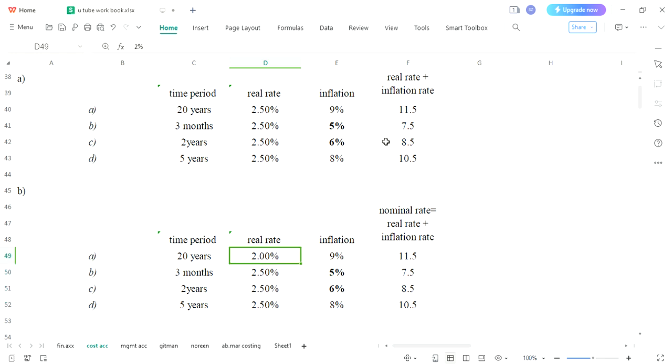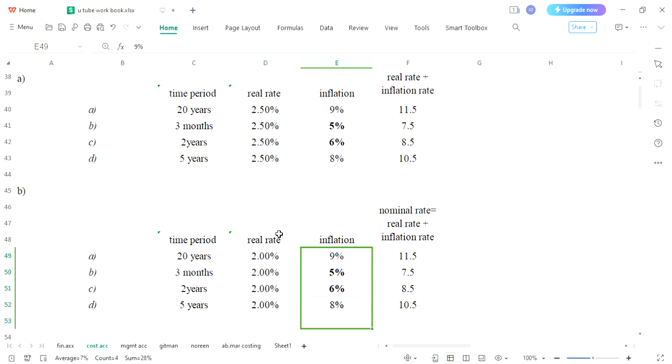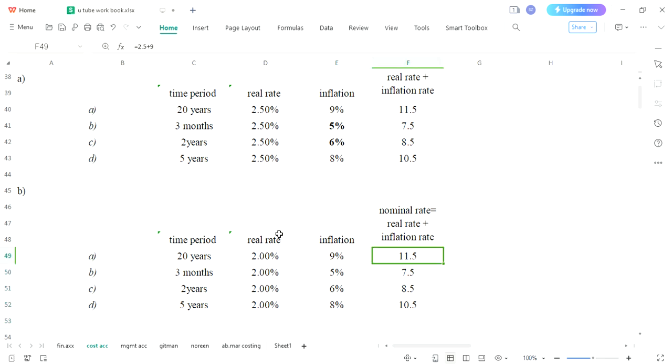So this rate would remain the same for every other option. This was our requirement, to change your real rate from 2.5 in A part, and now it would become 2. So obviously the inflation rate for 20 years is the same, remaining everything would not be altered, and finally you will take the result. You need to add real rate in inflation.